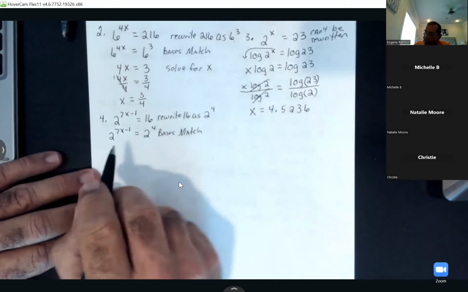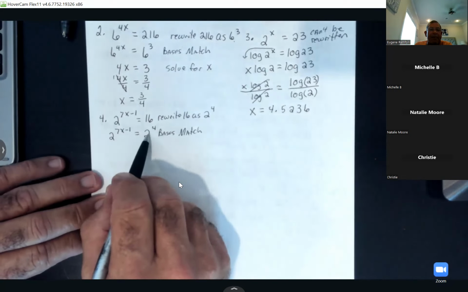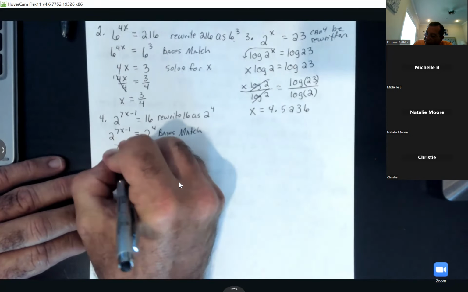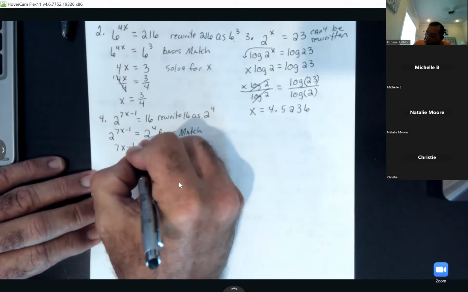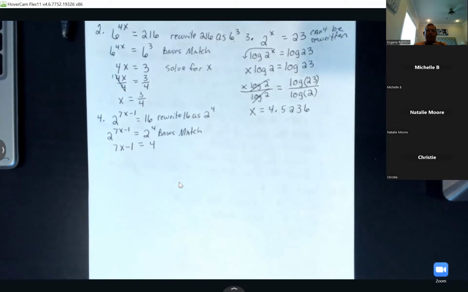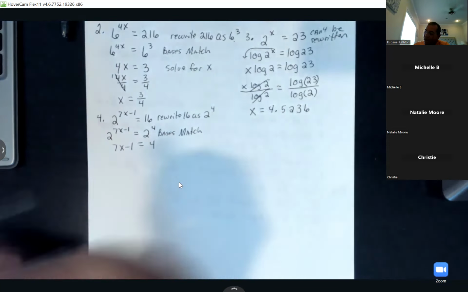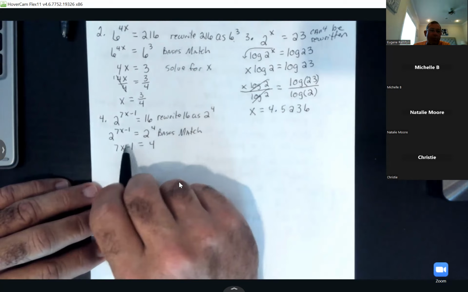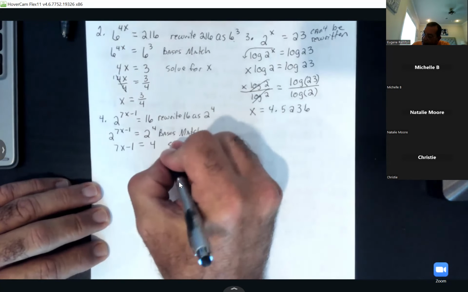So since the bases match, we know the exponents have to be equal. 7x minus 1 has to equal that 4. And y'all, just like up here, at this point, I'm going to solve it for that x.